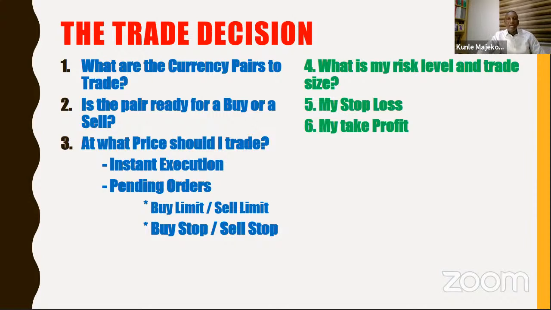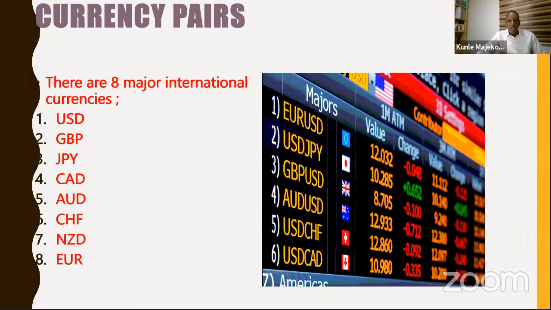Yesterday, I told you that there are things that need to happen that will guide you whether to buy or to sell. For example, the currency pairs that we talk about, the major ones are these: the USD, GBP, JPY, Canadian dollar, Australian dollar, CHF is Swiss franc, NZD is New Zealand dollar, and the euro.